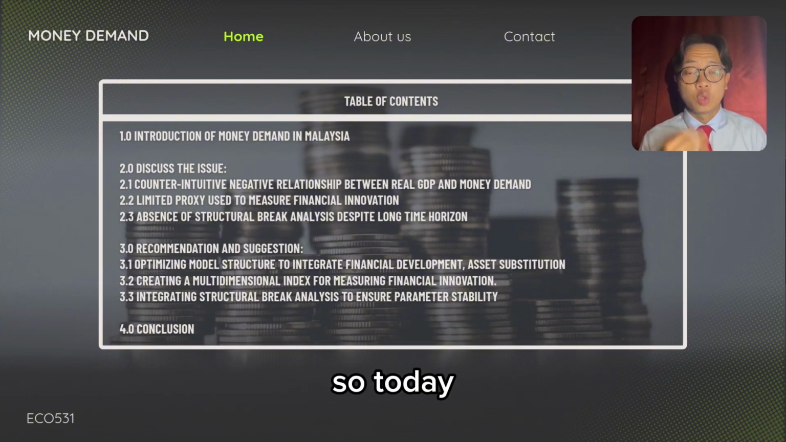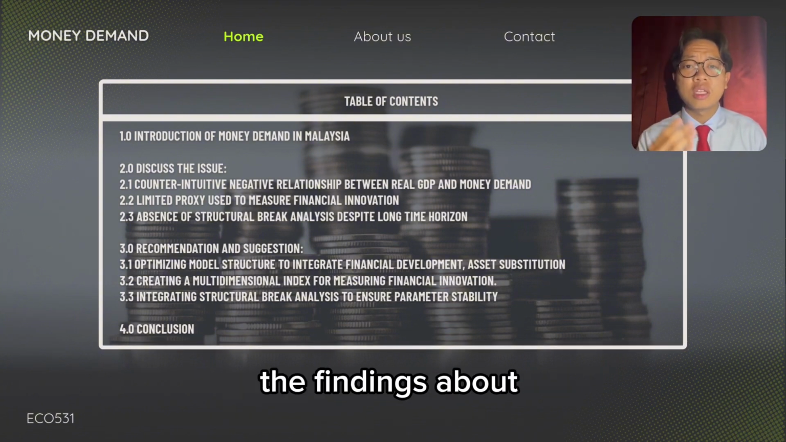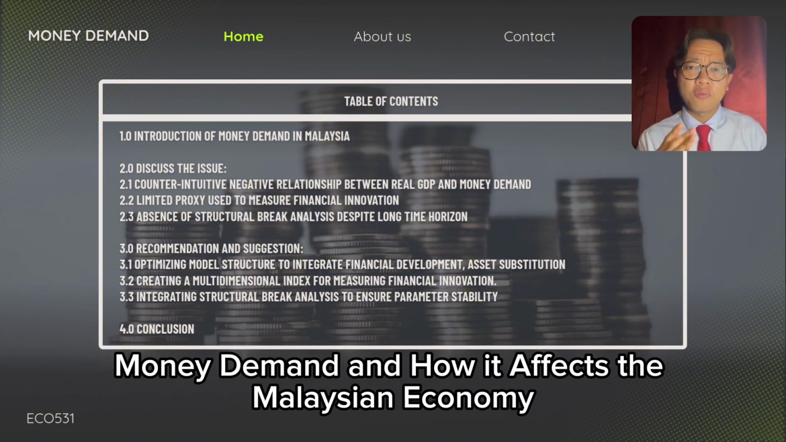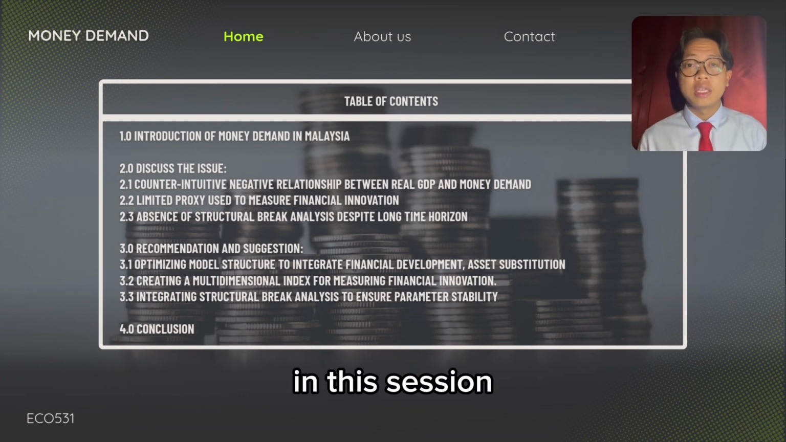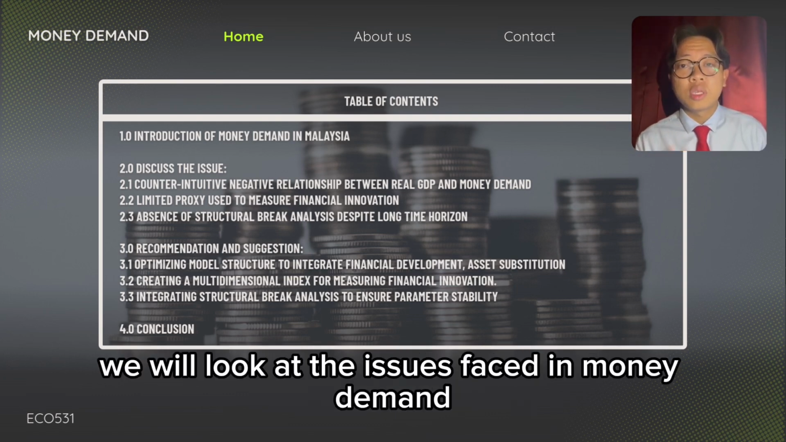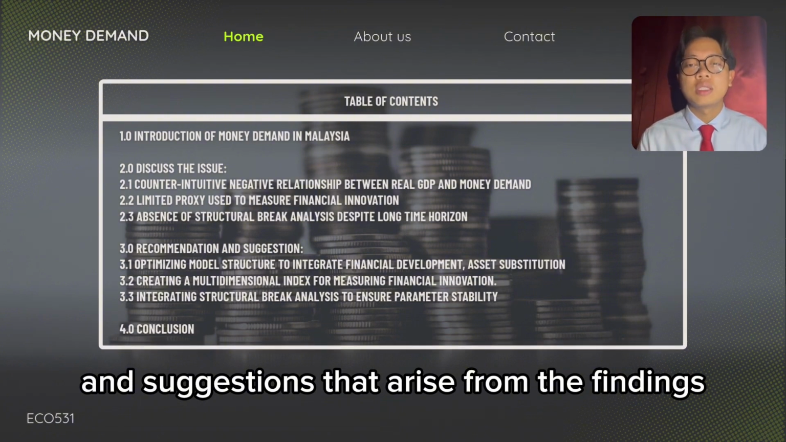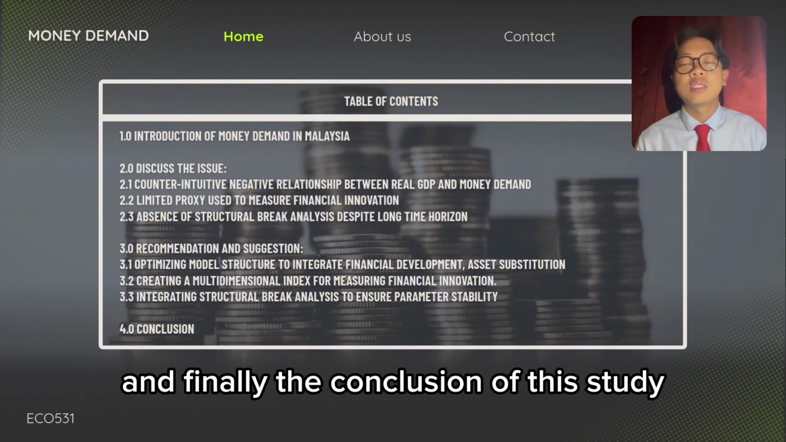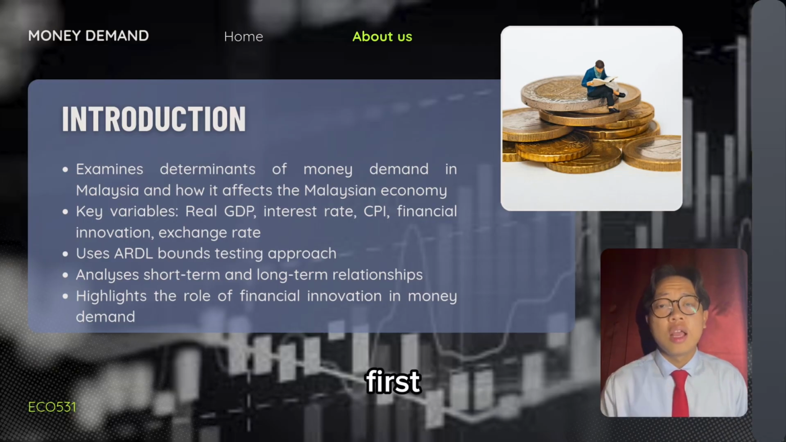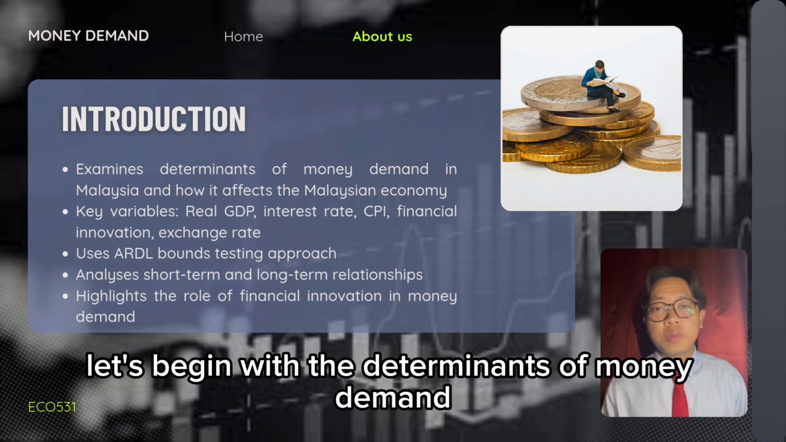2025300811. So today we are going to present the findings about money demand and how it affects the Malaysian economy. In this session, we will look at the issues faced in money demand, the recommendations and suggestions that arise from the findings, and finally, the conclusion of the study. First, let's begin with the determinants of money demand in Malaysia.